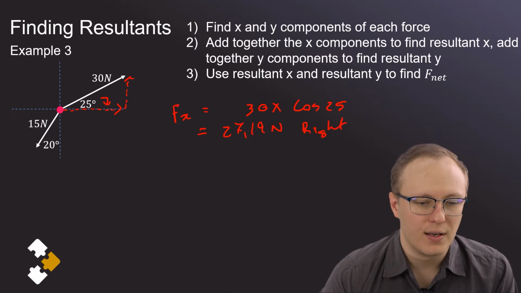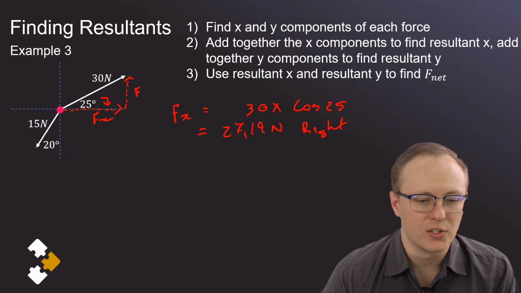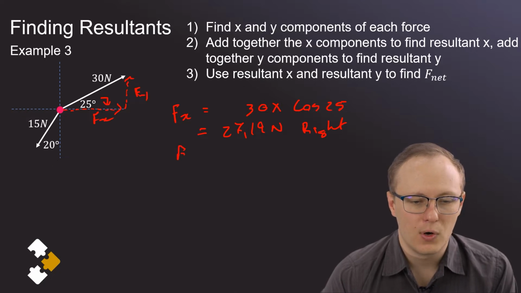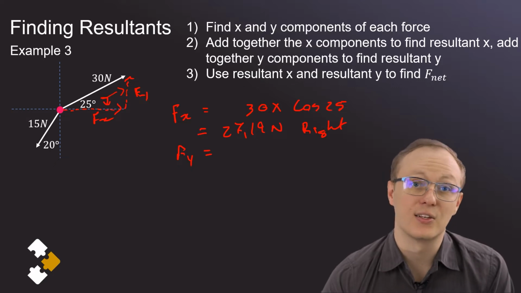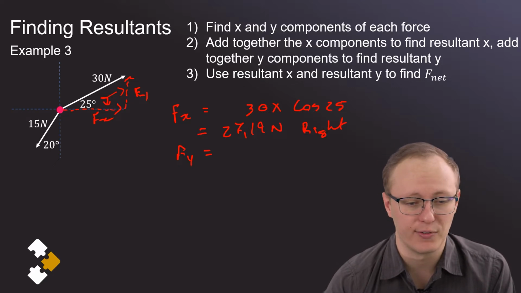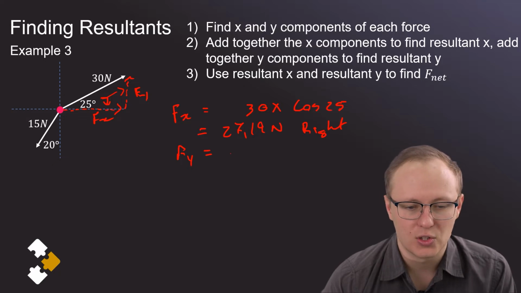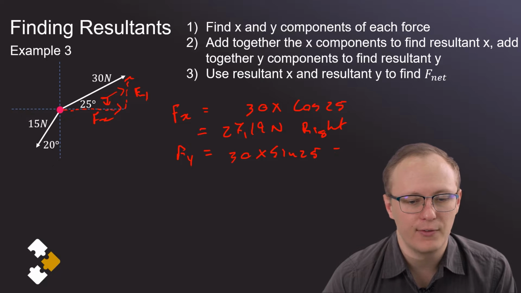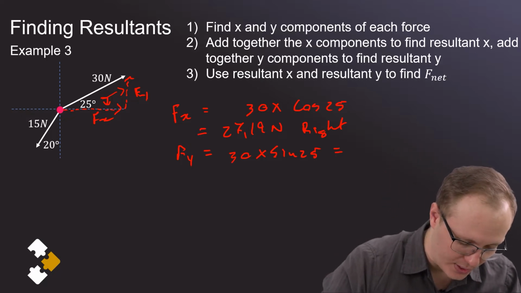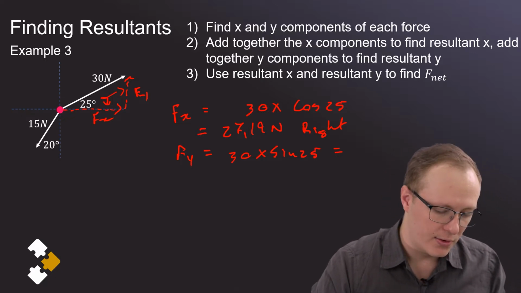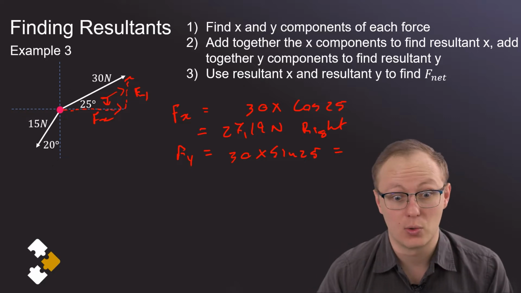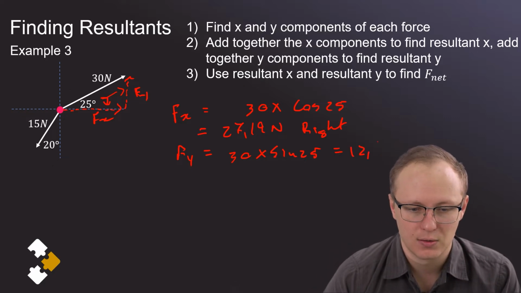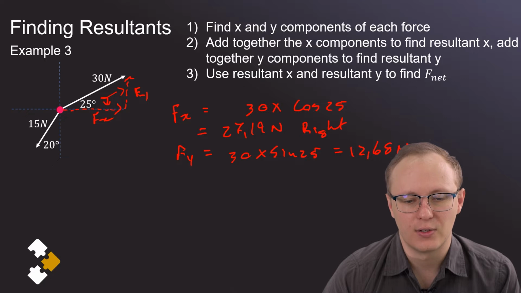Okay, then that was this Fx here, and then this Fy here. Fy is going to be equal to, and now we get to use sine because it's opposite that 25-degree angle, and so we get 30 times the sine of 25, and then I shall use my calculator once more. 30 times sine 25 is going to be 12.68 newtons, and that's now going to go up.